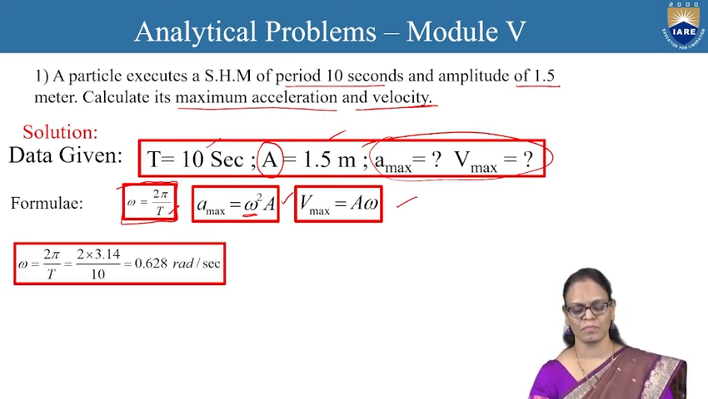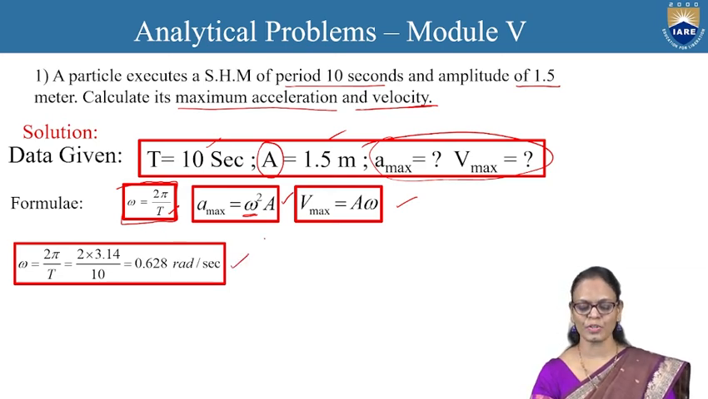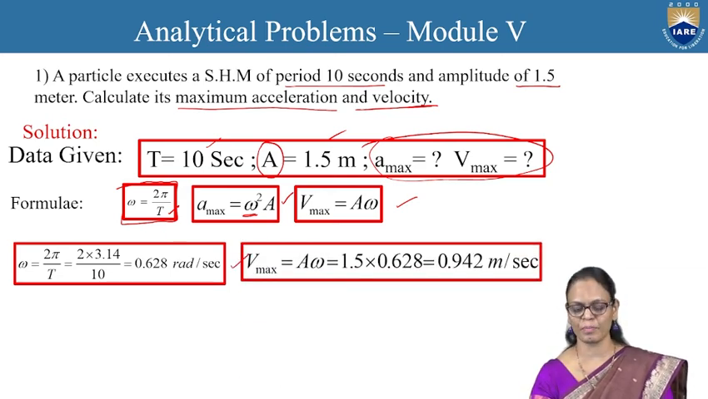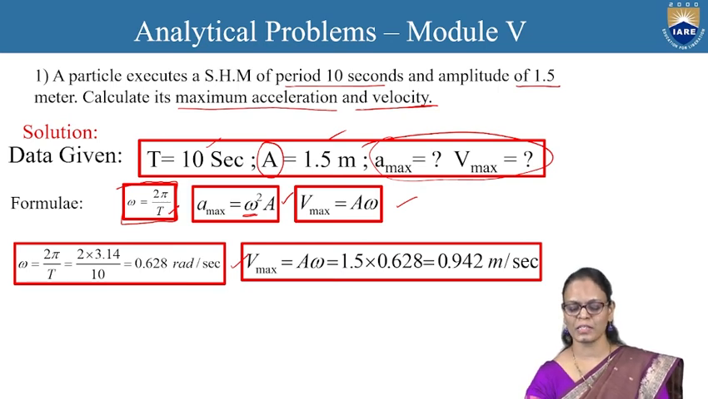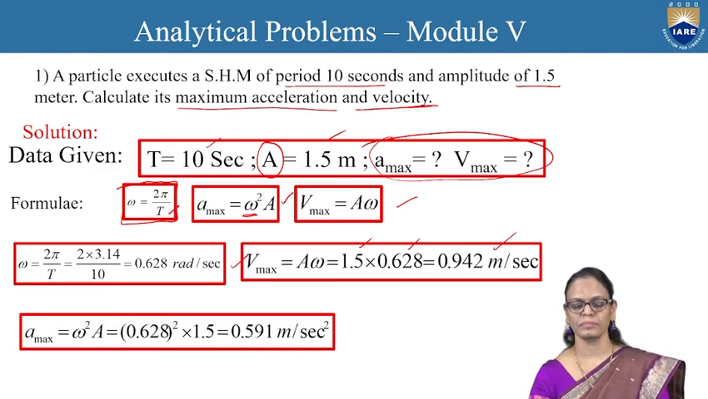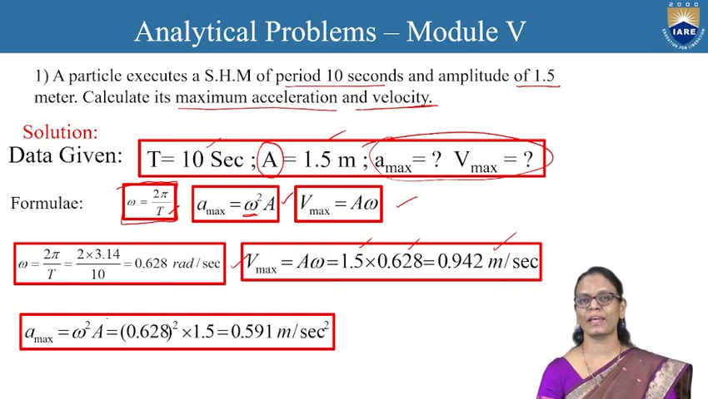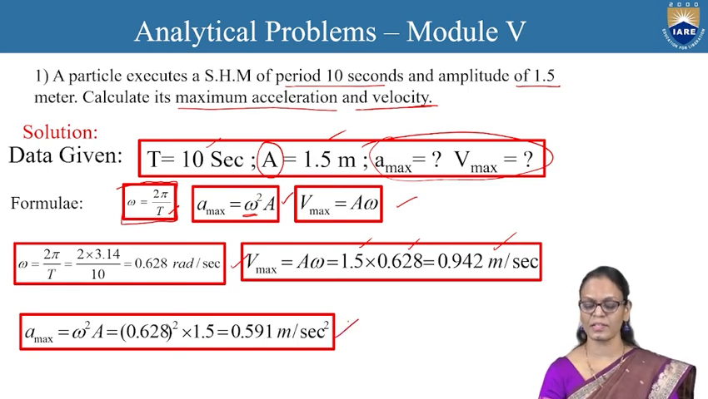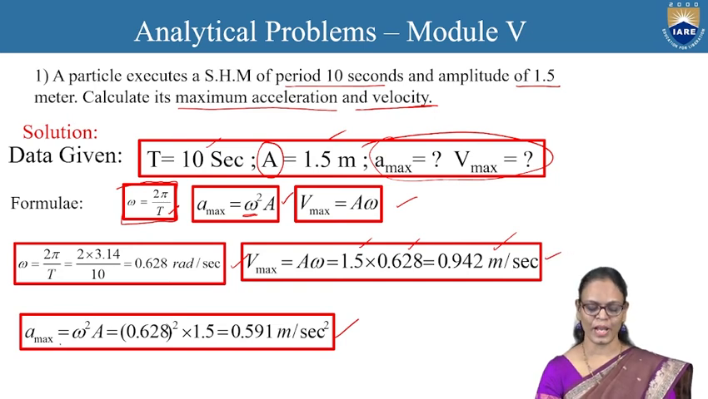So what is omega? 2 pi by T. So it will be 0.628 radian per second. Now substitute this in the formula first for Vmax, A omega. A is 1.5, omega is 0.628. Just multiply and write the answer. Amax is omega square A. Omega we have got, A we know. Substitute, write the answer along with the units. Velocity is in meter per second. Acceleration is in meter per second squared.